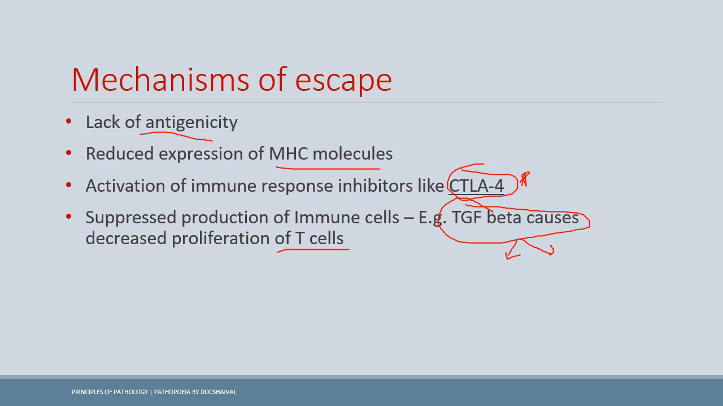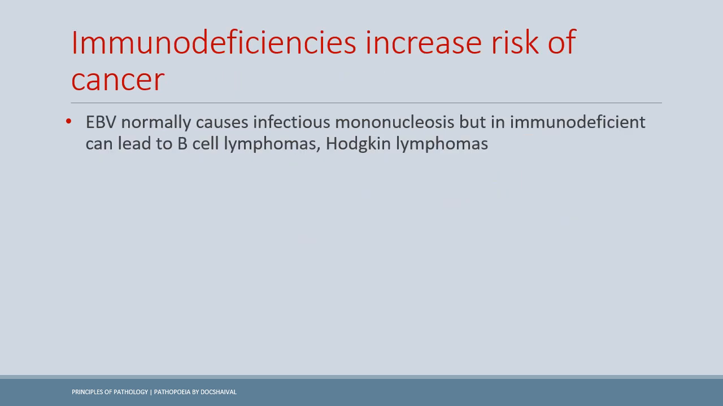Since our host defenses are important for anti-tumor activity, it is not hard to imagine that immune deficiency would obviously link to cancer. One famous example is Epstein-Barr virus, which normally causes infectious mononucleosis in normal people, but in the immunodeficient, it is linked with B-cell lymphoma or non-Hodgkin lymphoma.